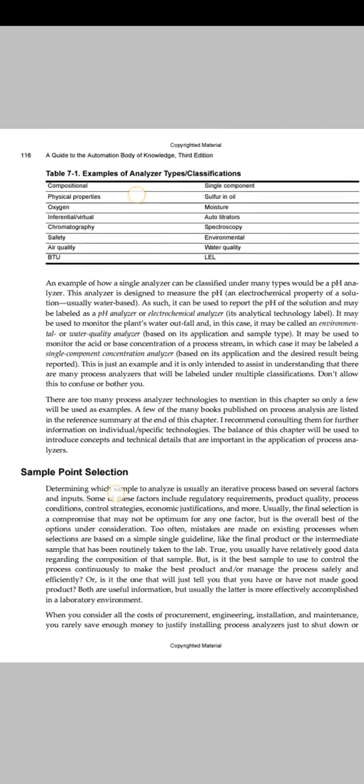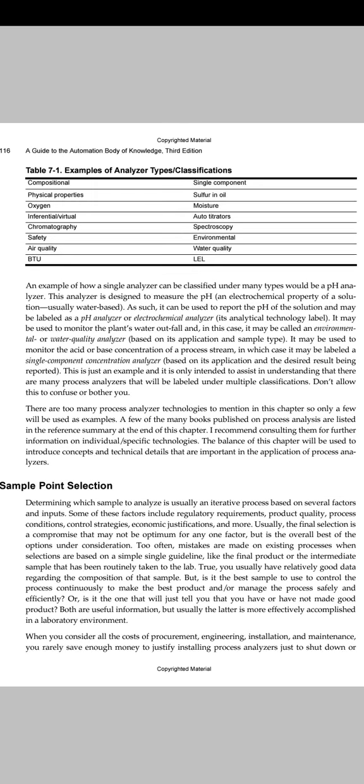An example of how a single analyzer can be classified under many types would be a pH analyzer. This analyzer is designed to measure pH, an electrochemical property of a solution, usually water-based. As such, it can be used to report the pH of a solution and may be labeled as a pH analyzer or electrochemical analyzer. It's an analytical technology label.